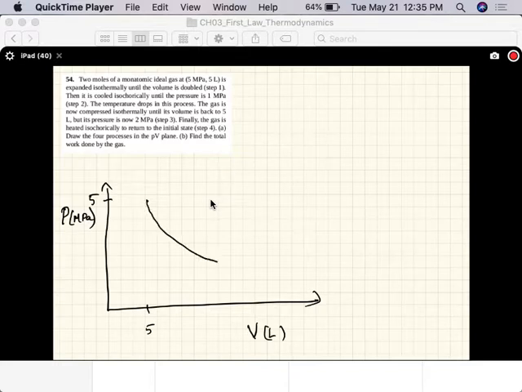So here's an isothermal expansion. This is step 1. And the volume doubles, so that becomes 10 liters. Then it's cooled isochorically until its pressure is 1 megapascals. Isochoric is, I guess, isobaric.